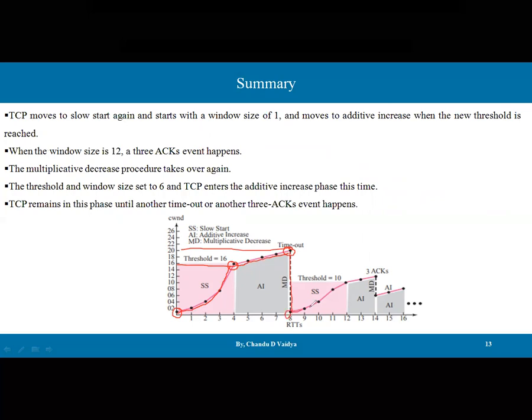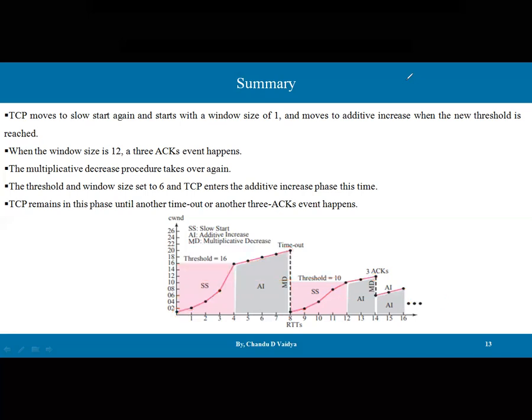Again we start the slow start. We reach, let's say, threshold 8. Then again we have the additive increment. We are reaching over here. Then again we are dividing. Let's say here the value is 10. Now we divide it by 2, so it will be, let's say, 5. So we are over here. Then again we are increasing, and in this fashion the congestion control can be handled.